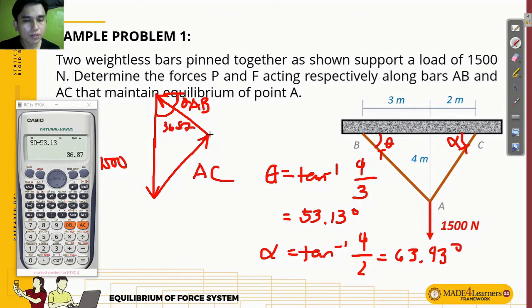36.87. Then this one, alpha muna siya. Okay? So 63.43. And we know this one is equal to theta, diba? This one is the same. So therefore, the angle is equal to 63.43 plus 53.13, so equal to 116.56 degrees. Okay, so using sine law, masolve na to ang other forces.